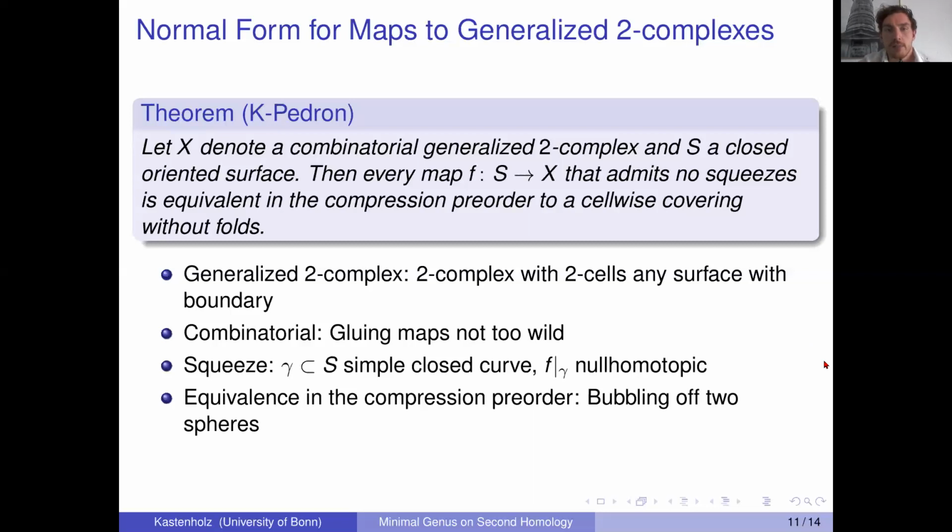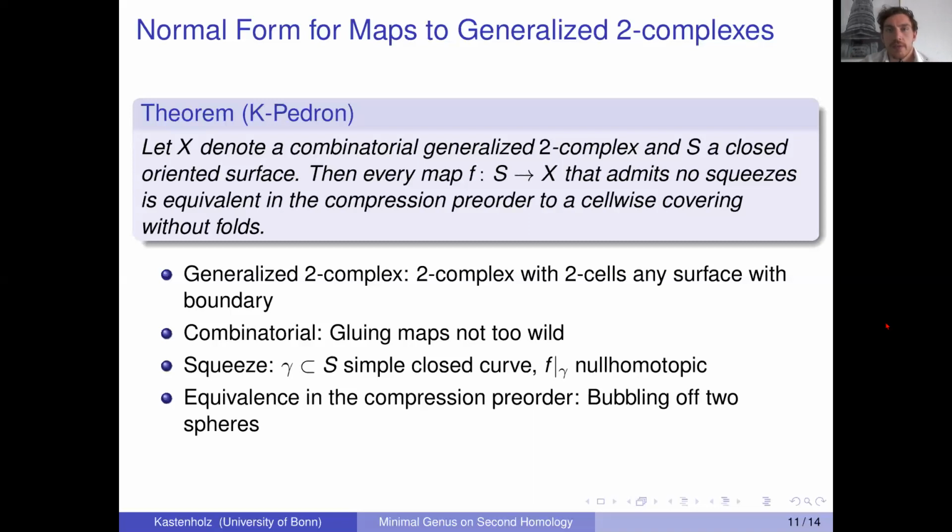And one particular example where being a generalized two complex is more helpful than being a two complex is if I have a generalized two complex where every two cell has negative Euler characteristic, then one can actually compute the attainable set. And this basically has to do with, in that case, taking a covering of my surface, of my two cell, is somehow costly from the perspective of the attainable set because it increases the Euler characteristic.